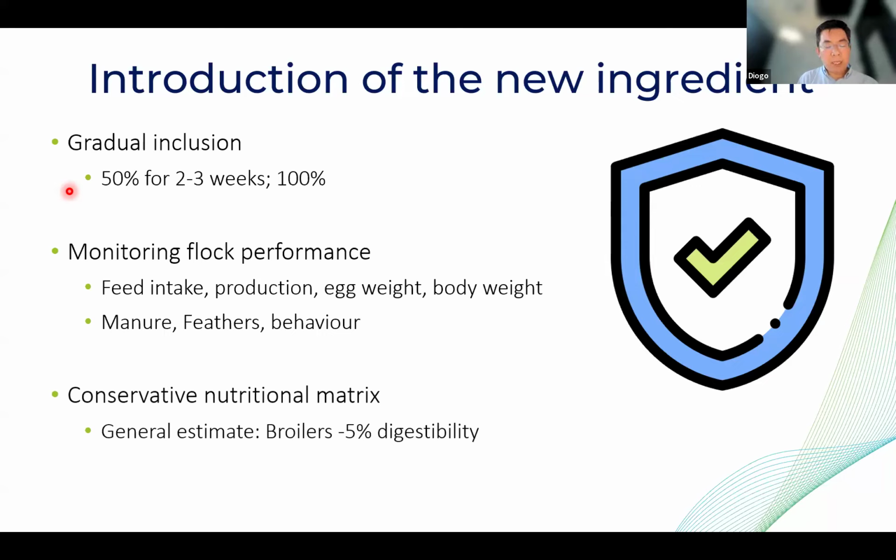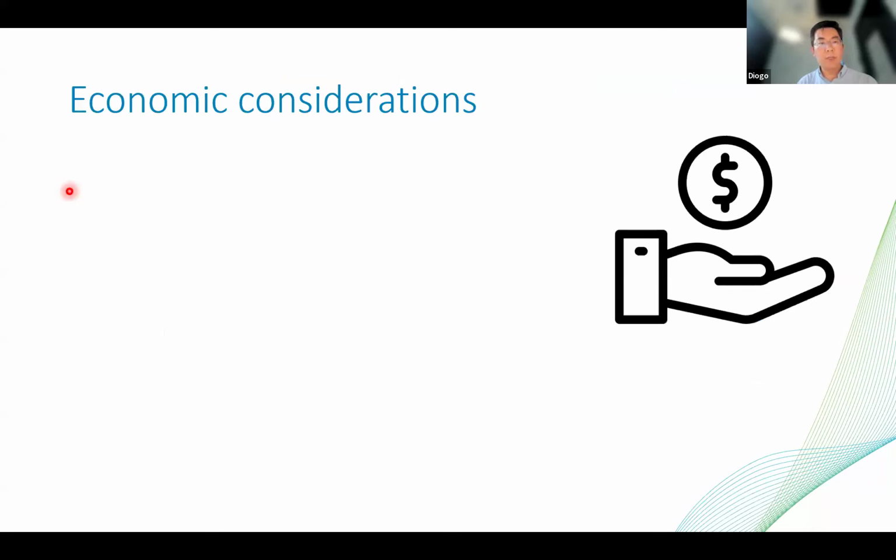And many times it's used to be a more conservative nutritional matrix. As I saw in the research, normally if you see a study conducted with broilers, the digestibility for layers is around 5% less. So this is something that we can adapt, or it's necessary, because sometimes we don't have all the answers to start to use alternative ingredients.